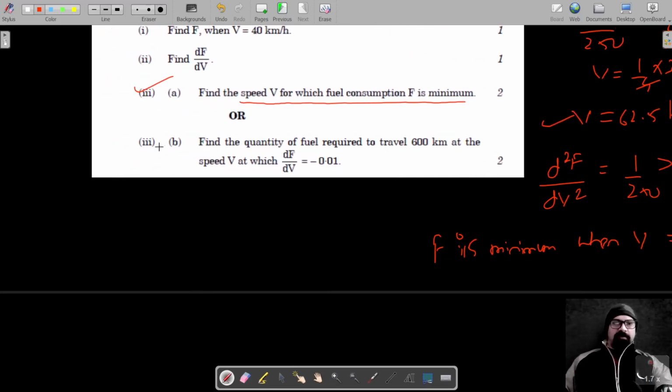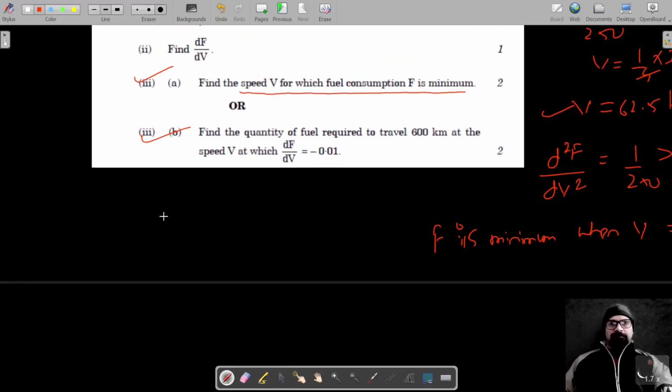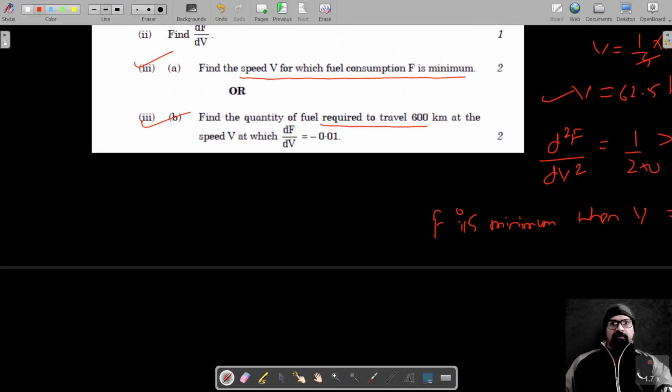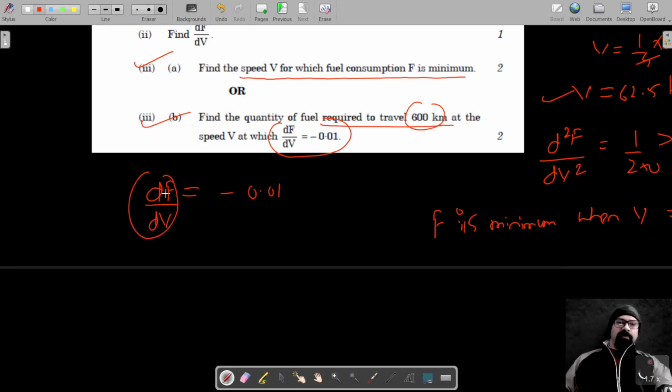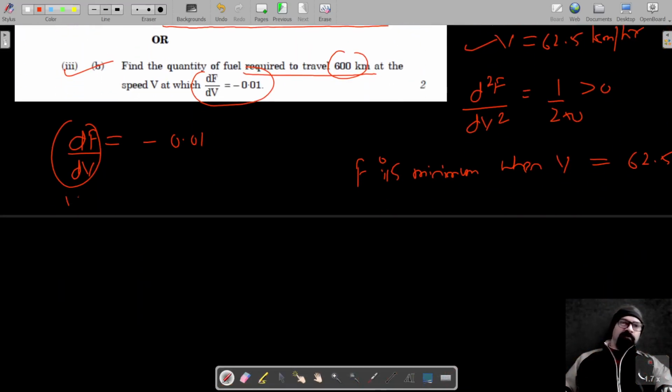Okay, for part B of the same question, we have to find the quantity of fuel required to travel 600 kilometers at speed v. The rate of change of fuel consumption with speed is given, which is negative 0.01. So we have df by dv, which is v upon 250 minus 1 by 4. So v upon 250 minus 1 by 4 is equal to negative 0.01. I can write this as 1 by 100.